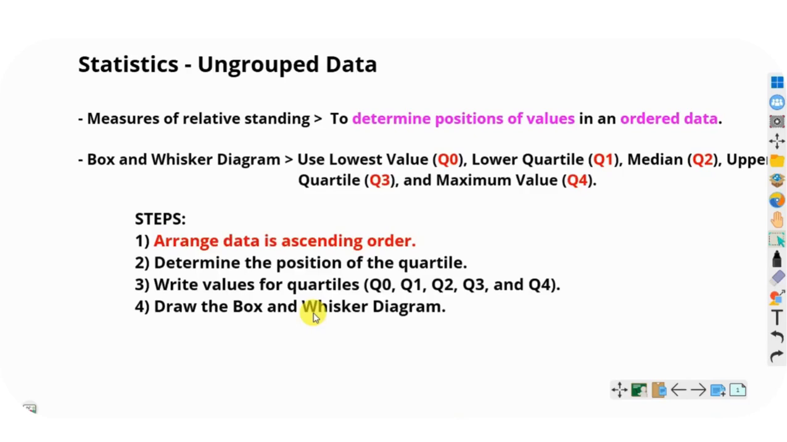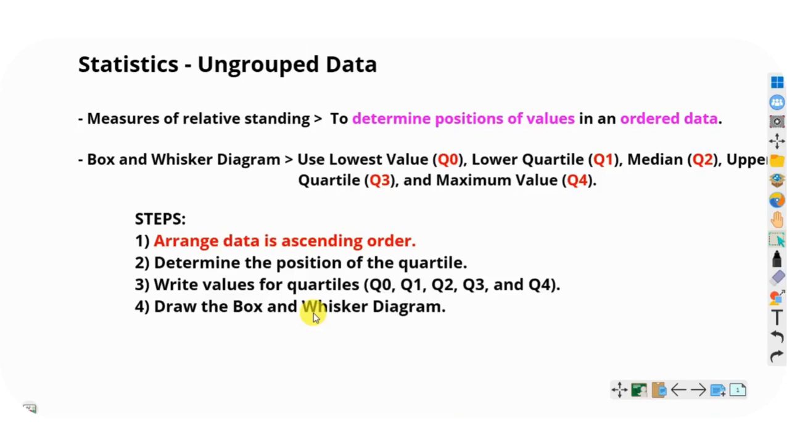With measures of relative standing, we are doing this to determine positions of values in an ordered data. Ordered data is your arranged or sorted data from lowest to highest. We do this to achieve the goal of drawing the box and whisker diagram.